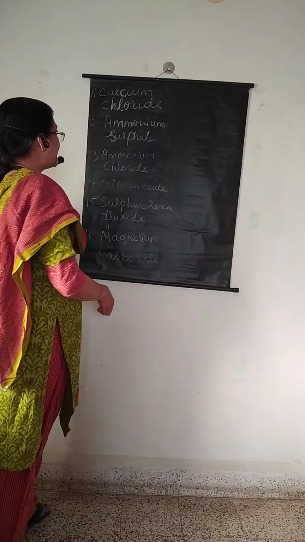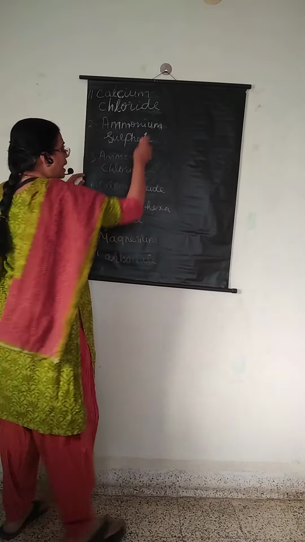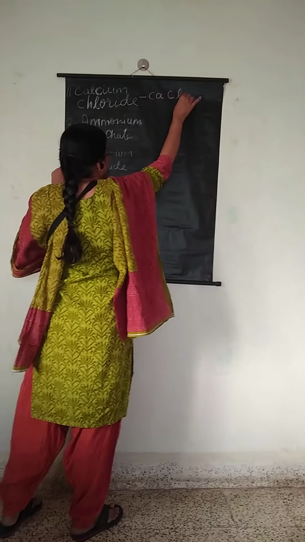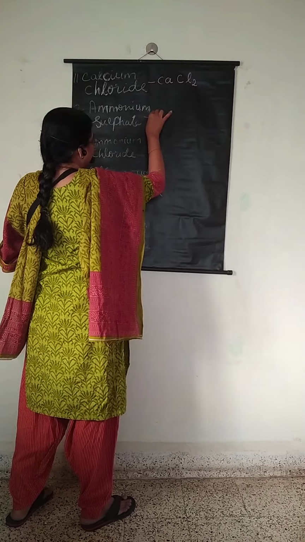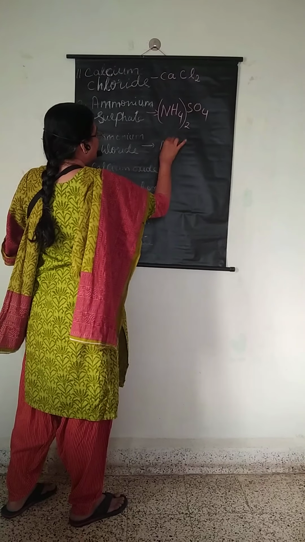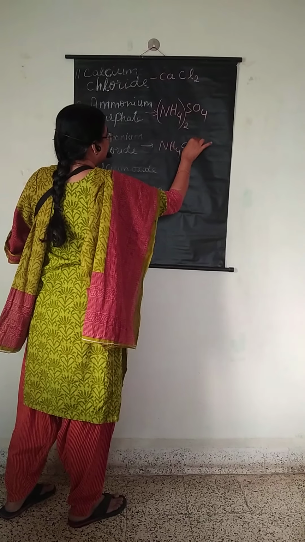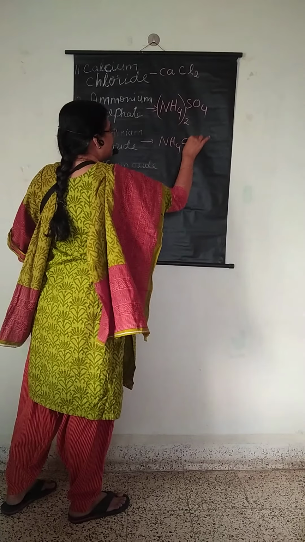Let us see calcium chloride. Calcium is Ca. Chlorine is Cl, the valency of calcium is 2 and chlorine 1. Then ammonium sulfate. Ammonium is NH4, sulfate is SO4, the valency of sulfate is 2, it should be written under ammonium, and the valency of ammonium is 1. Now ammonium chloride. Ammonium is NH4, chlorine is Cl, both valency 1.